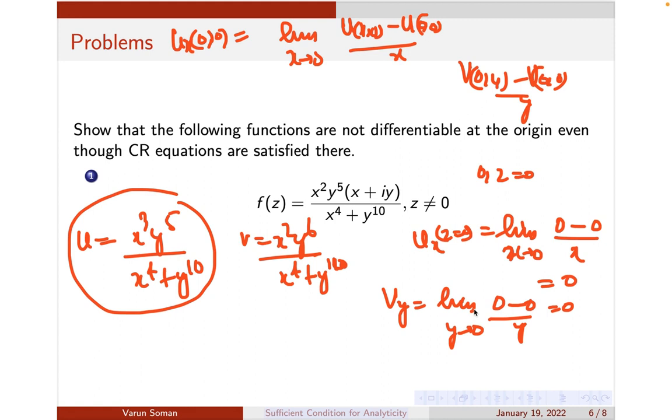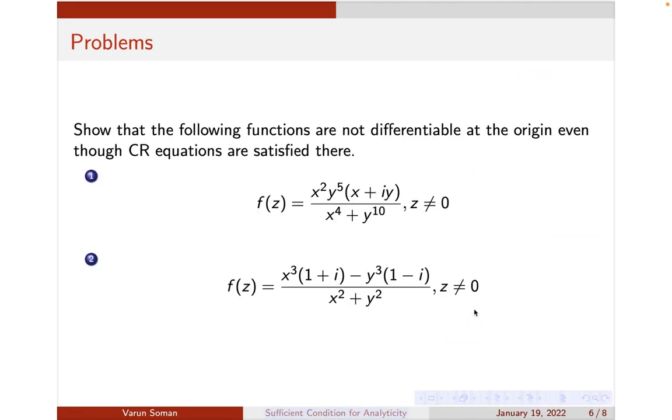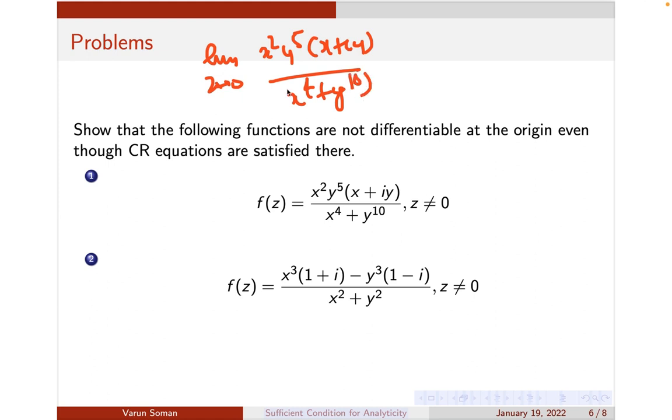Now let us look at the derivative one. What do you have to check? You have to check limit z tends to 0 of x square y raised to 5 into x plus iy by x raised to 4 plus y raised to 10 into x plus iy. How did I get this? It is simply f of z minus f of 0 by z. f of z is this quantity, f of 0 is actually 0, by z, so you will be getting this quantity.